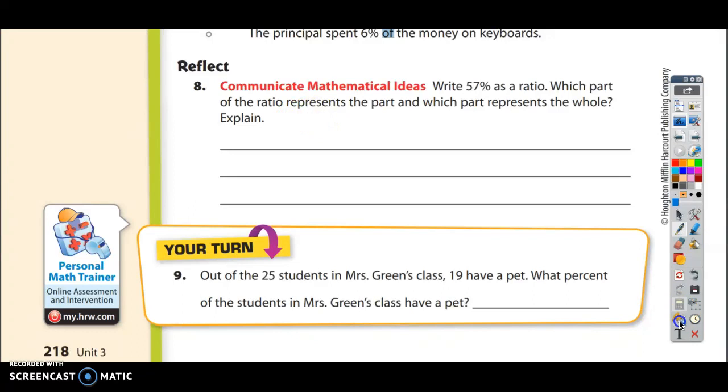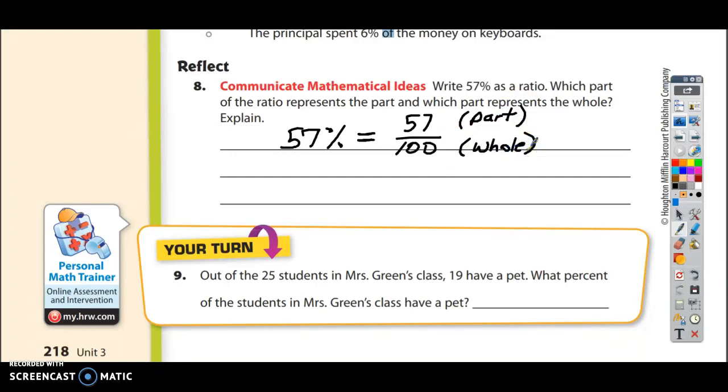Actually, I'm going to write it like this. I'm going to write 57% is equal to 57 hundredths. And then it says which part of the ratio represents the part. That's going to be 57. And which one represents the whole? It's going to be 100.